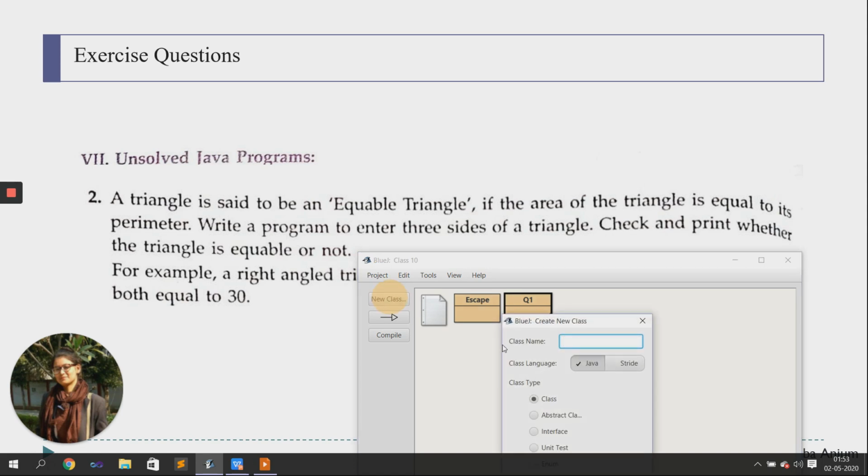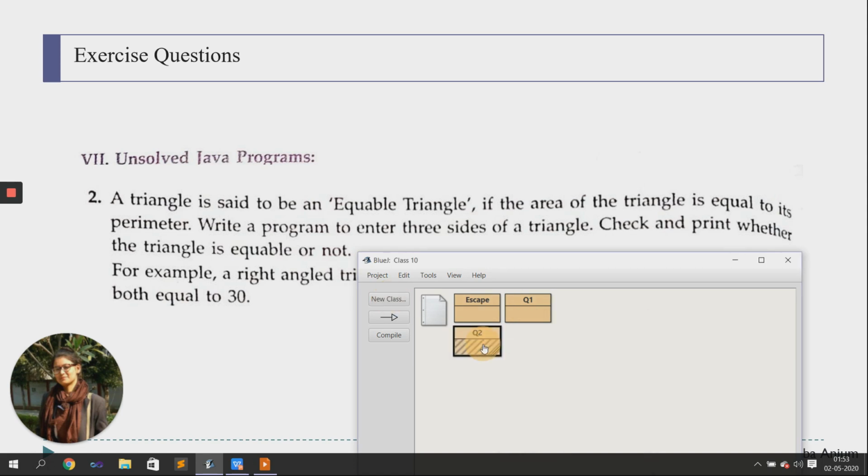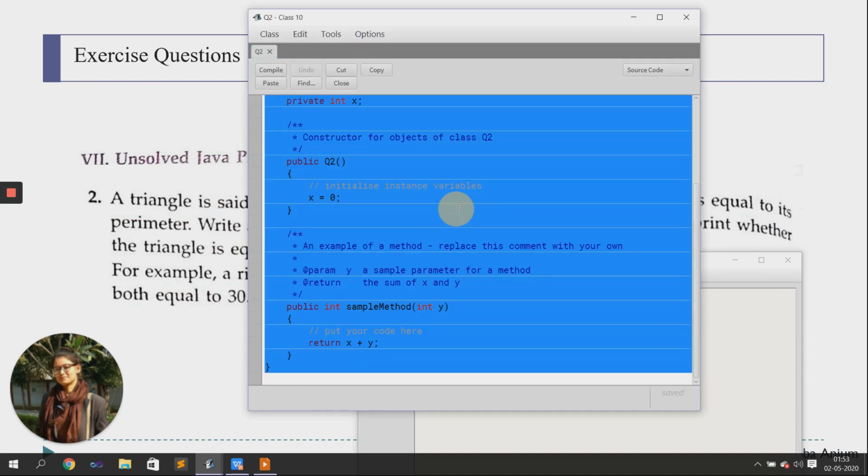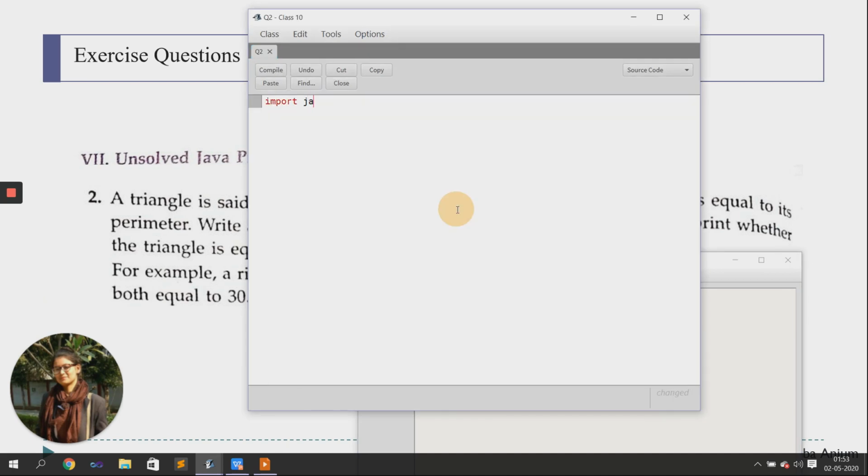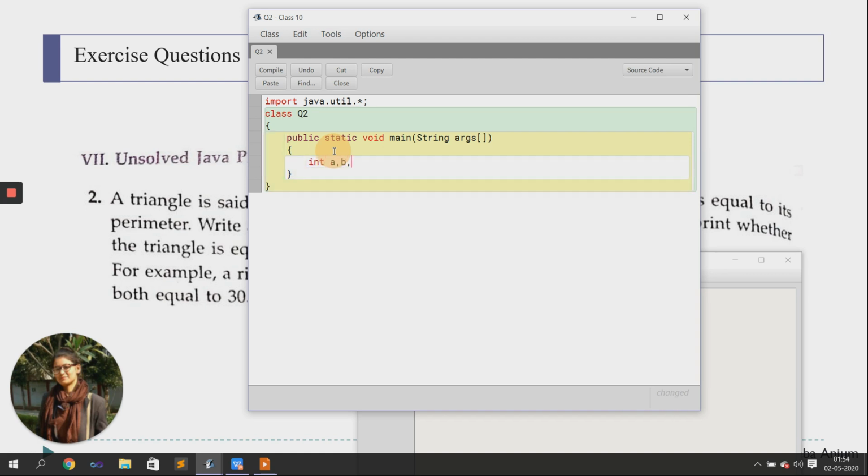Now make a new class. Name it Q2. We are going to code in Java. Import java.util, then our class Q2, then public static void main with String args in brackets. You have to take three sides as an input. Now int a, comma b, comma c.